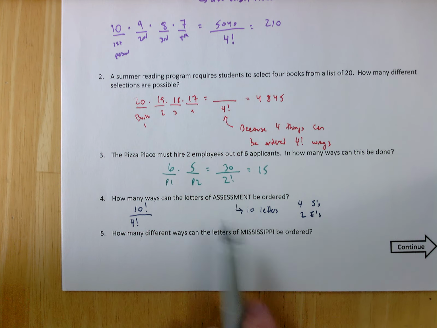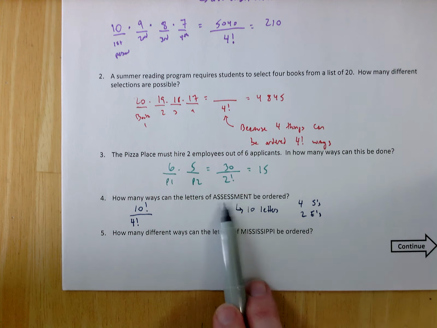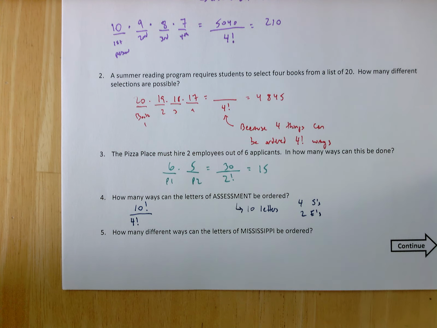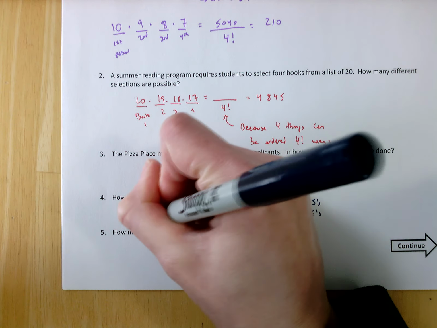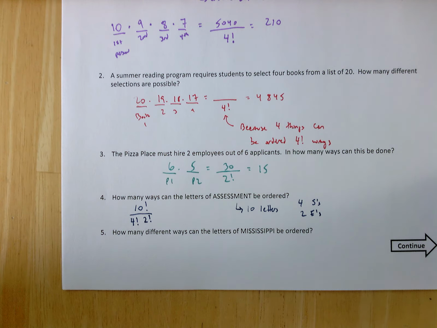And then similarly, the E's: I could swap these 2 E's and it would still spell the same thing. So for any order of these letters, no matter where those 2 E's are, I could swap them and it would be the same. So I'm going to divide by 2 factorial as well.